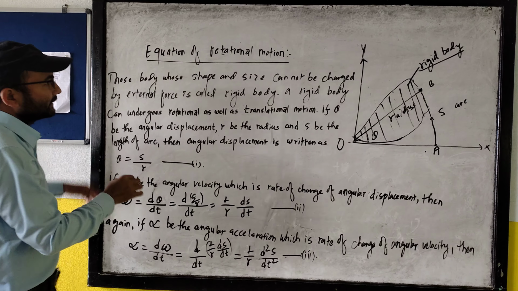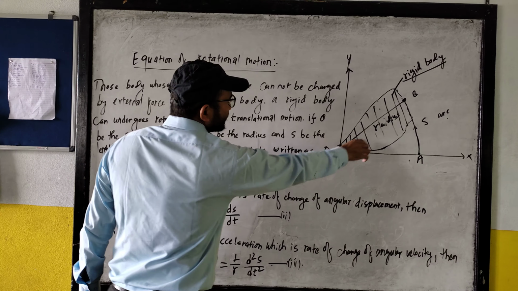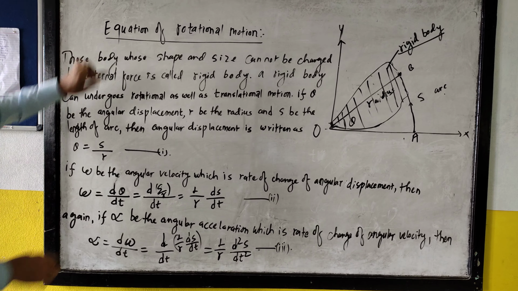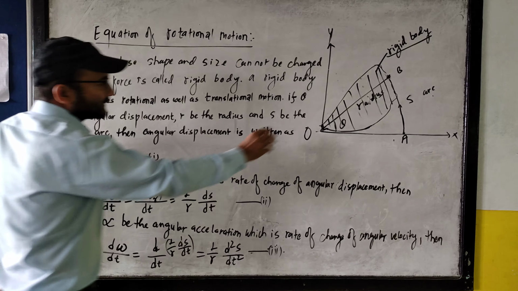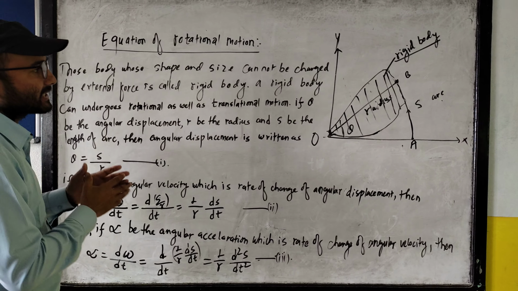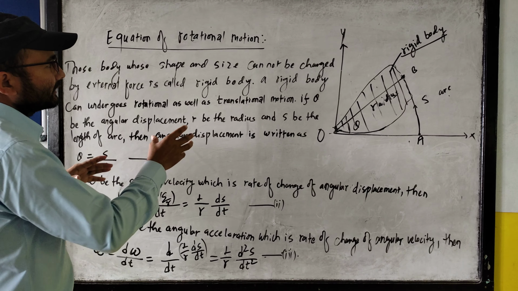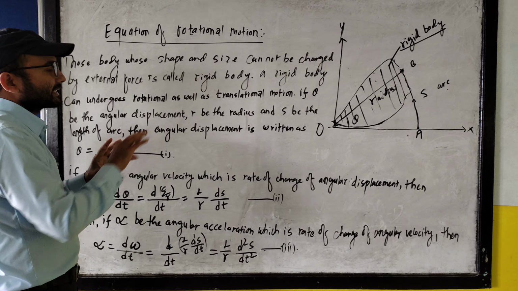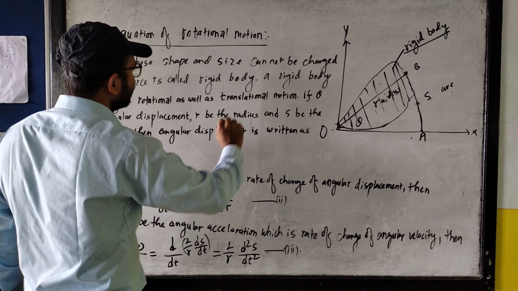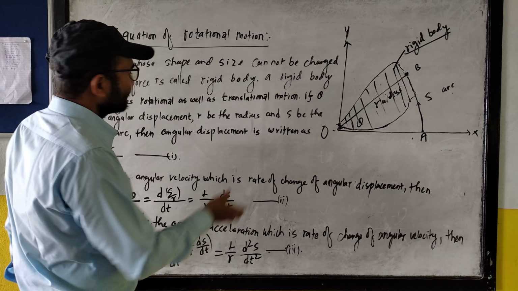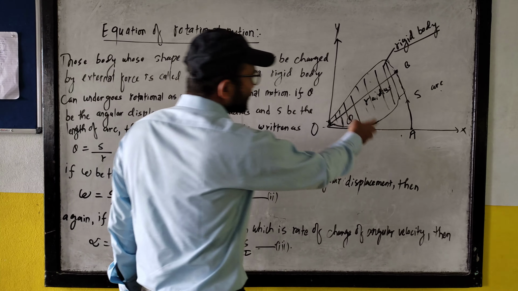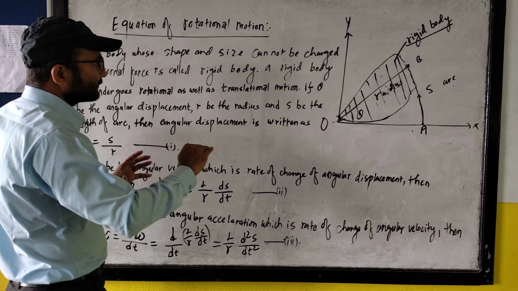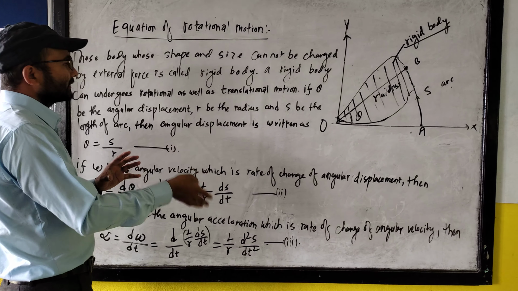Exactly, you can see in the figure one such structure, the rigid body. Here I have written what a rigid body is: a body whose shape and size cannot be changed. We cannot change its shape and size by applying some external force, which we call a rigid body. This rigid body can undergo translational as well as rotational motion. It not only goes in a straight line, but it also goes in a circular path.